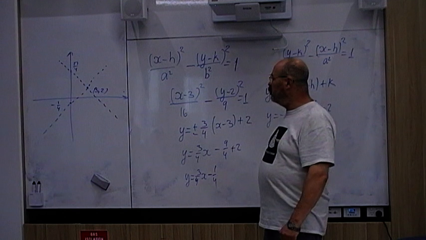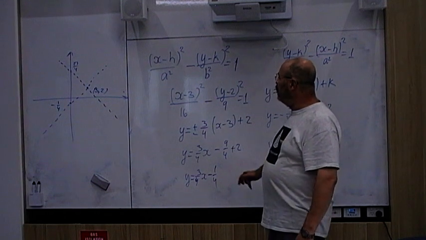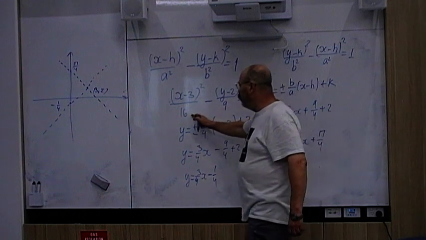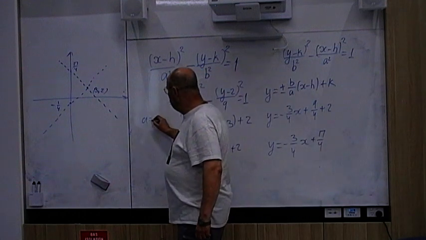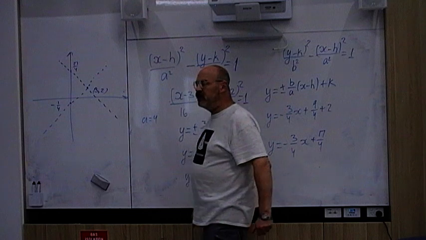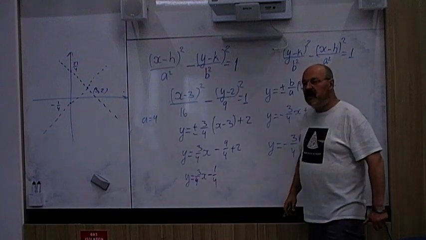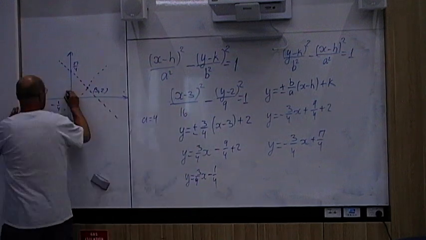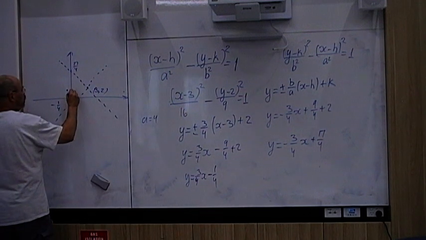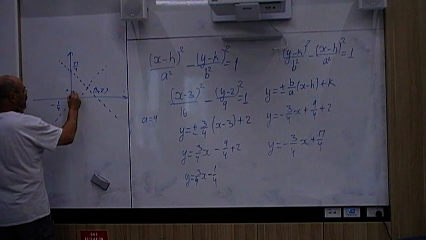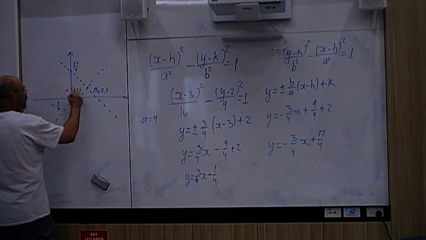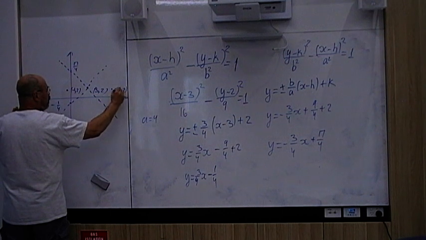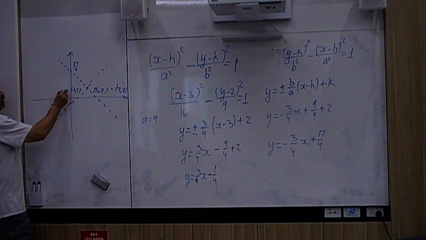Now, what will be the coordinates of the vertices of the hyperbola? We have a equals 4, and the center is 3, so one vertex will be negative 1 because we're going 4 this way. So this point is (negative 1, 2), and we have (7, 2). And now we have everything to sketch the graph.